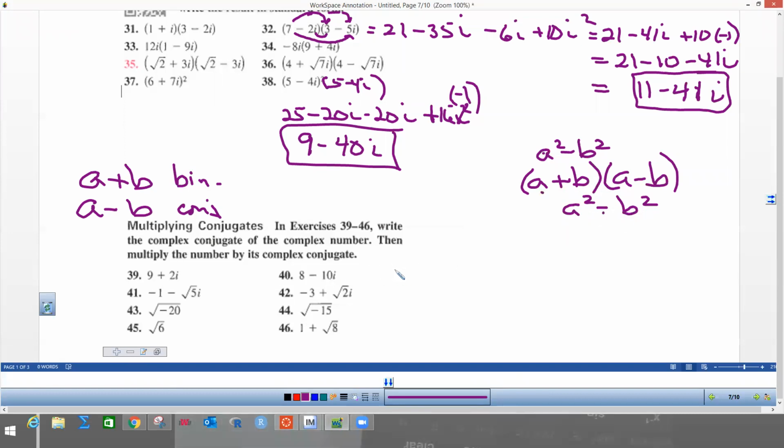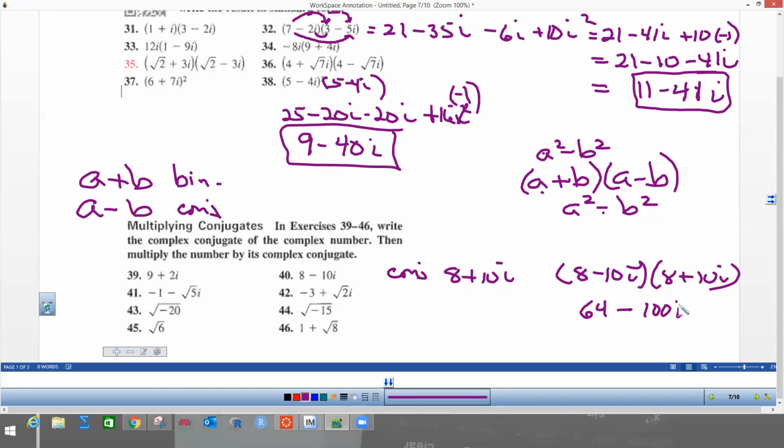So when I do number 40, the conjugate is going to be 8 plus 10i because that's a minus. When I FOIL 8 minus 10i times 8 plus 10i, I'm supposed to tell what you get when you multiply the conjugates. The shortcut is you take 8 and square it and get 64. You put a minus sign and square the 10i, and that's going to be minus 100i squared. And then again, just like up here, i squared is negative 1.